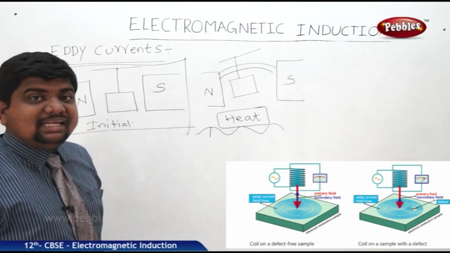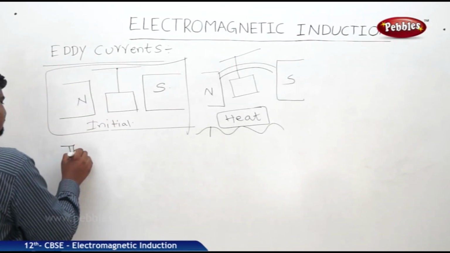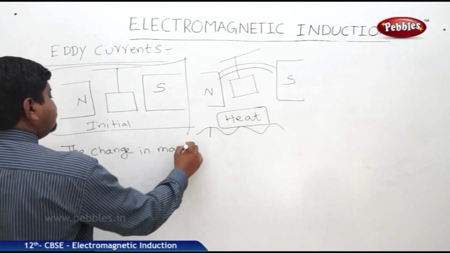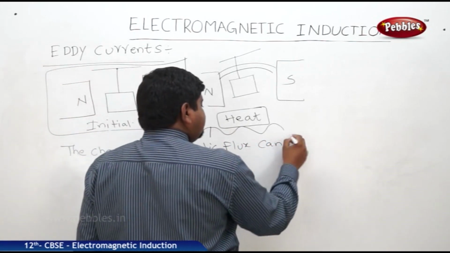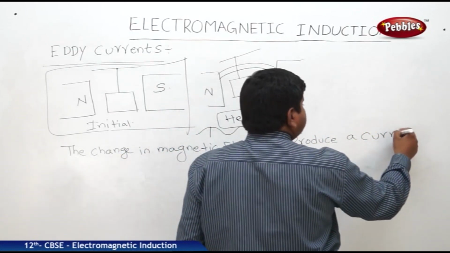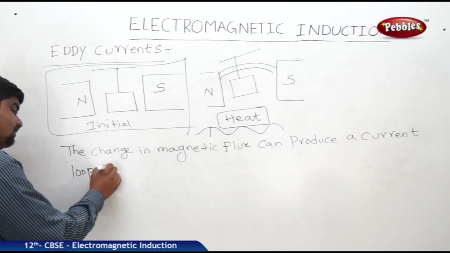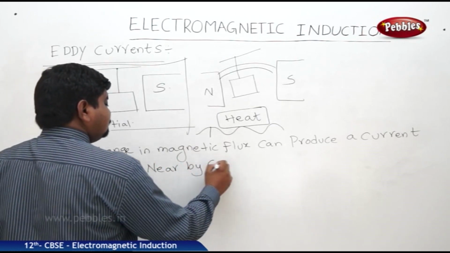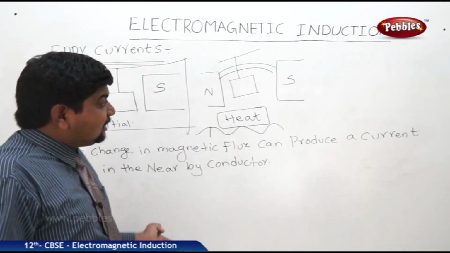These types of currents are called eddy currents. So what is the definition of eddy currents? The change in magnetic flux can produce a current loop in a nearby conductor. And this conductor exhausts the current in the form of heat.